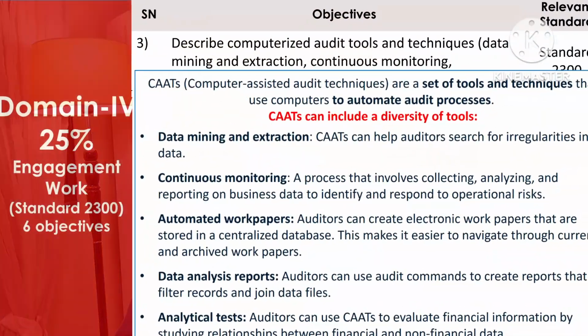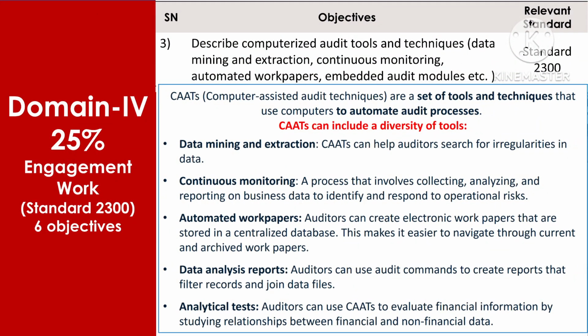So now let's have a review of the third objective, which is about the CATs. This is about data mining, extraction, continuous monitoring, automated work papers, embedded audit modules. So CATs, computer assisted audit techniques, are a set of tools and techniques that use computers to automate audit processes. So CATs can include a diversity of tools. For example, data mining and extraction. CATs can help auditors search for irregularities in data.